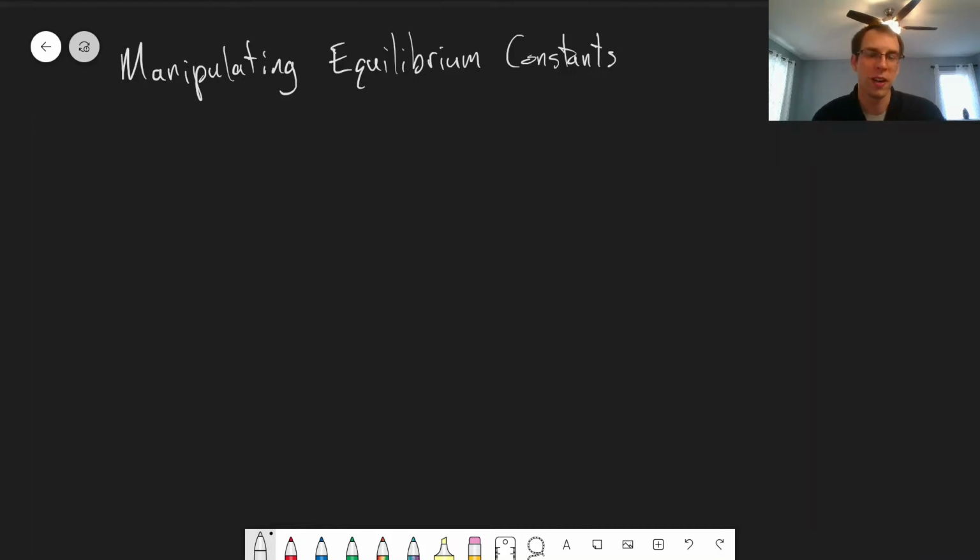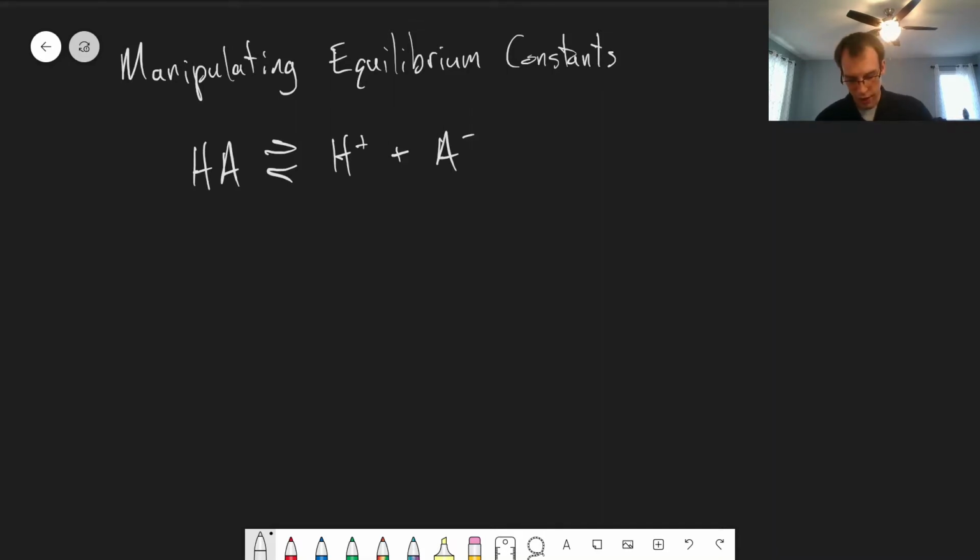Now that we've reminded ourselves of what an equilibrium constant is, there are some properties of equilibrium constants that we can take advantage of when we're dealing with multiple reactions. Let's say, for example, we have an acid dissociation reaction. We'll see lots of these this semester. So we have, say, a weak acid HA dissociating into protons and the anion.